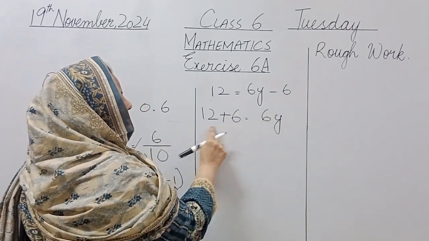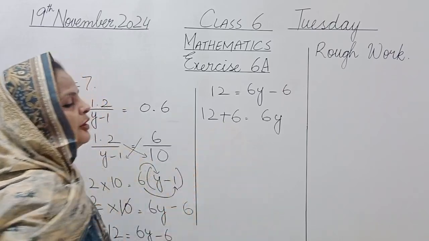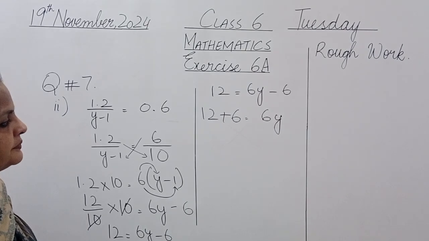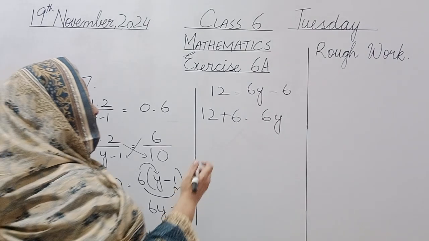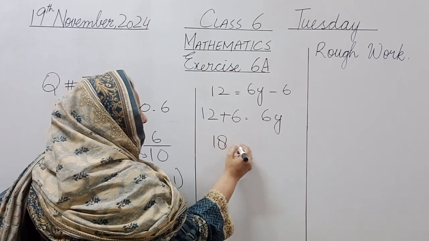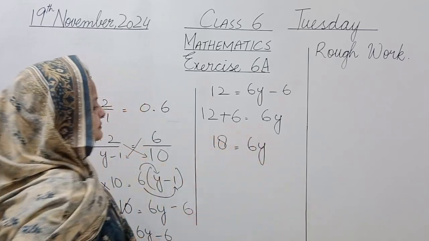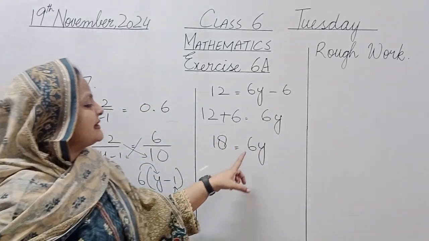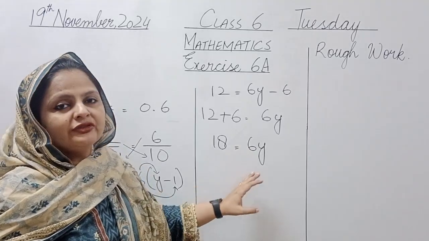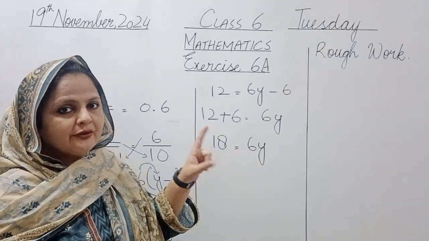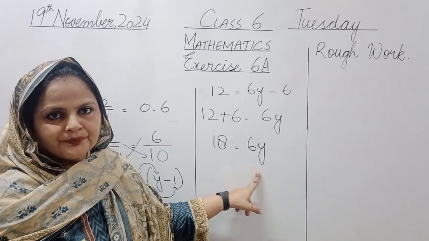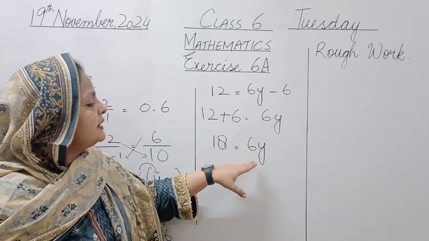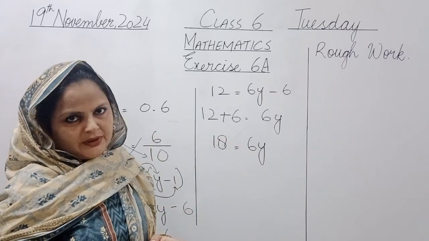Now what is the sum of 12 plus 6? Yes, Iman? Very good. This is 12 plus 6 is equal to 18. Now we are getting closer to the final result. Now 6 is multiplied. We have to find the value of y. We have to find the value of the variable, right? So variable is y here. What would we do so that y becomes alone on one side?